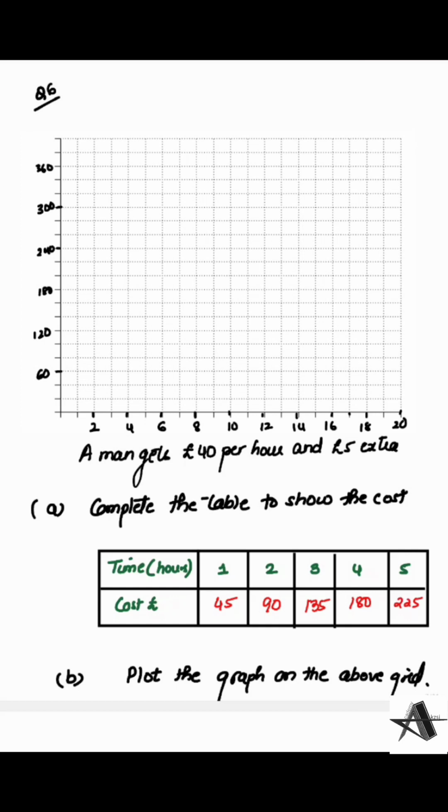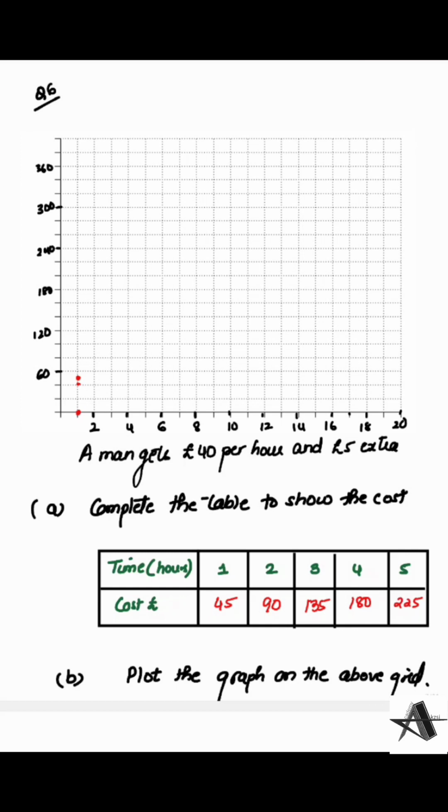Part B says plot the graph on the above grid. So we have to plot the graph. For 1 hour, if he's working for 1 hour, he will get 45. So this is 1 hour, and 45 would be, if you see that every one block in vertical direction represents 20 pounds. This is 20 pounds, 20 pounds, 20 pounds. So 45 would be, 40 is definitely here, and 5 would be somewhere here. So this is going to be the first point.